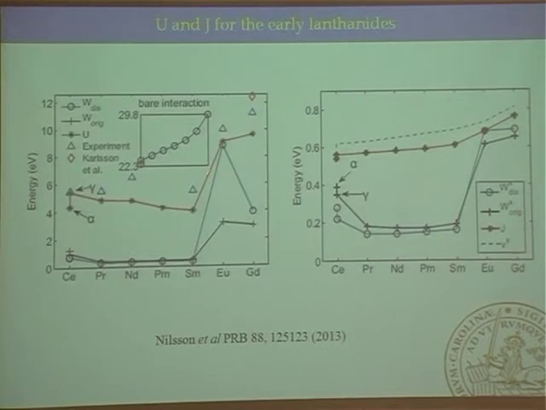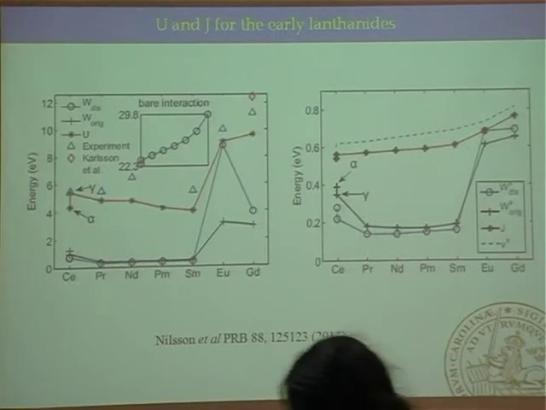The agreement is not so bad. At least we get the trend correctly. So it tends to be smaller than the experimental value. This sudden jump here arises from the fact that one completely fills the 4f bands when we go from samarium to europium.